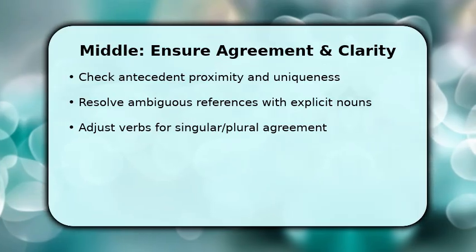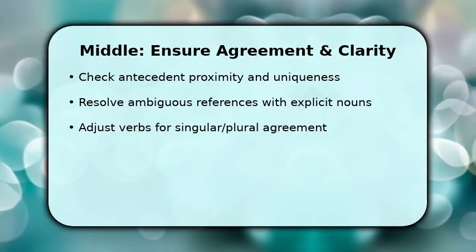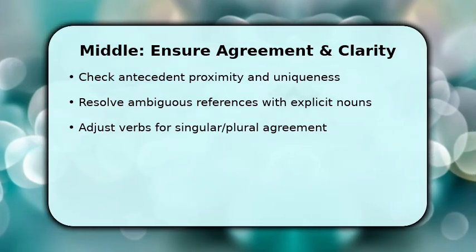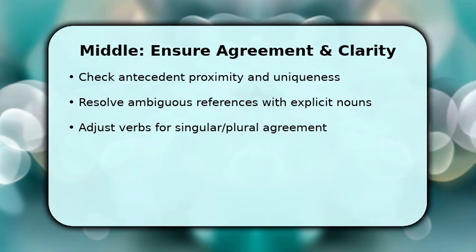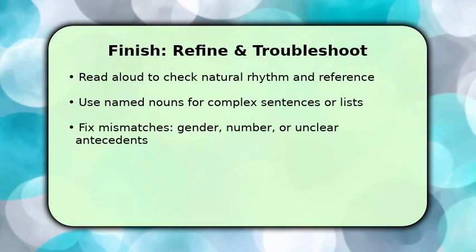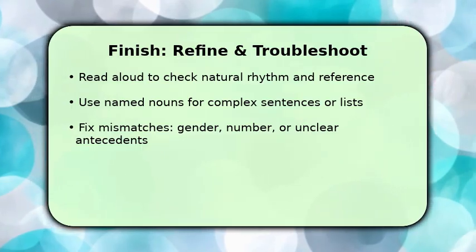Also check verb forms to match singular or plural pronouns and watch collective nouns. Make adjustments now. This reduces misreading and preserves tone, so your sentences communicate smoothly and precisely. To finish, read each sentence aloud to catch awkward pronoun use and ensure natural rhythm.